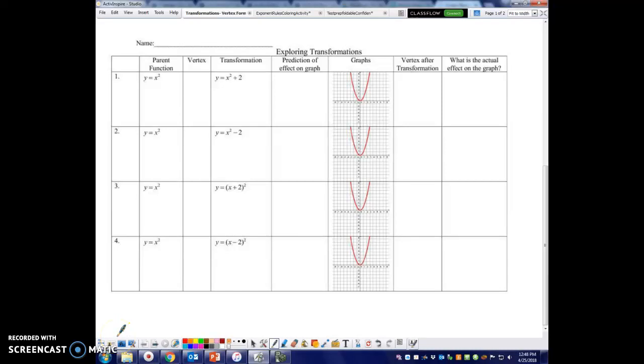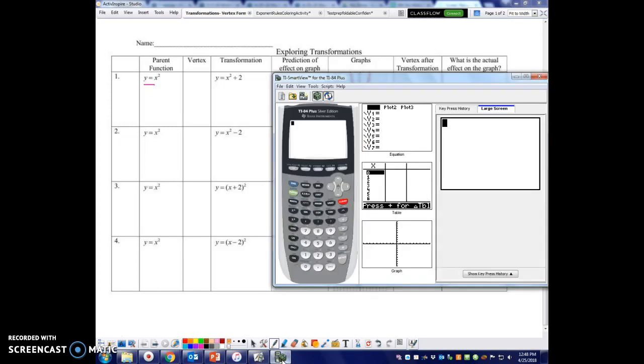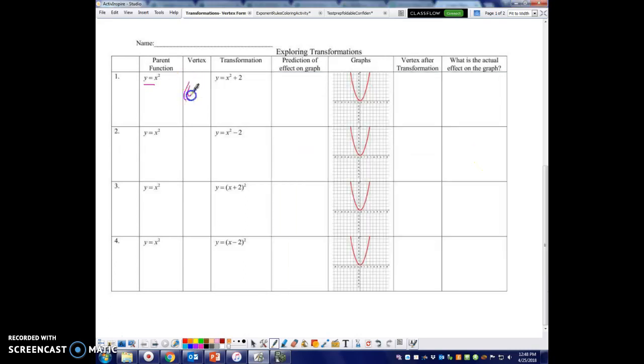All right, so it's time to explore transformations, okay? So take your first thing. I'm going to do number 1 with you, and you're going to do the rest of it on your own. Okay, so we have this first equation here. We need to see where's the vertex. So let's type it in. Y equals x squared. Graph. Where's the vertex? It's right here at 0, 0. So it starts off at 0, 0.